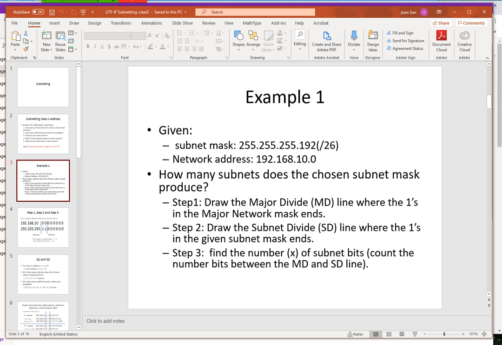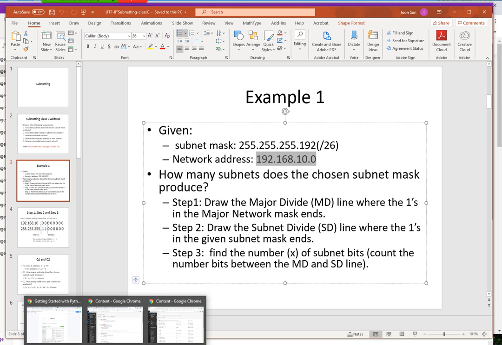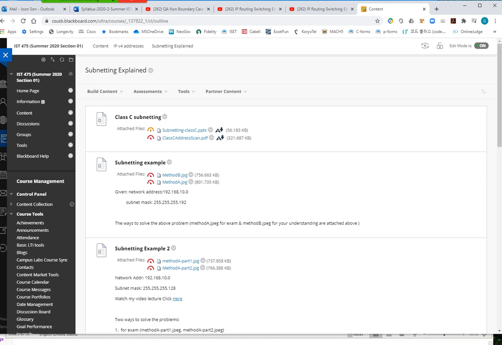So example number 1, the subnet mask is this, so 192, right? So if you convert 192, it's /26, and the network address is 192.168.10.0. Okay. So first of all, before I move on, let me just explain that this is the class C subnetting.